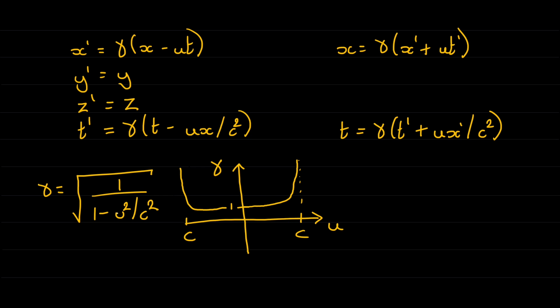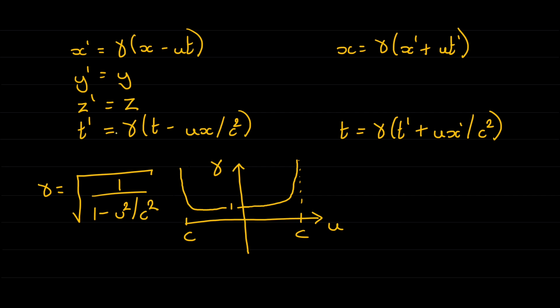So when our speed is close to 0, this gamma term essentially becomes 1. So if we look at what happens to x prime, it would have x prime equal to 1 times (x minus ut), i.e. x prime is equal to x minus ut. Well, that's the everyday Galilean expression.